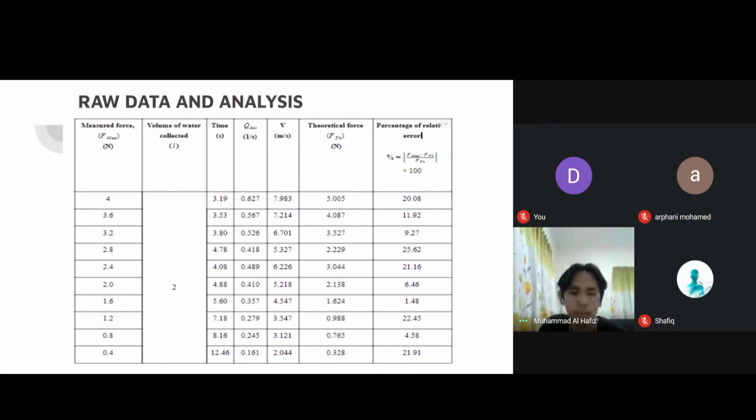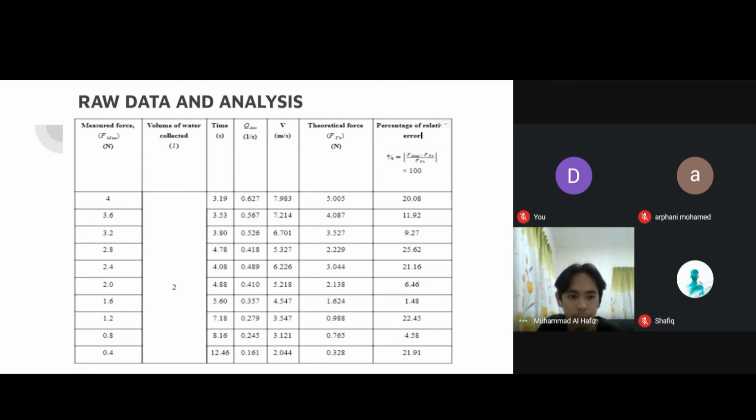For the raw data analysis, there are 4 aspects which we need to calculate, which are V, theoretical force, and percentage of error. The measured force, volume of water collected, and the time were given by the lecturer in the e-learning.